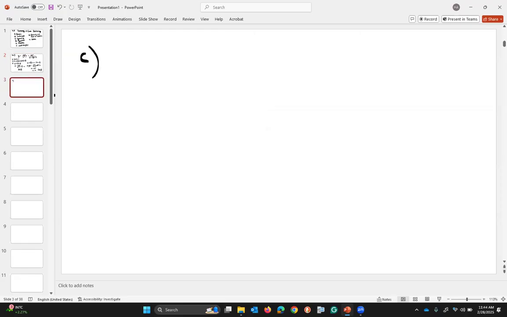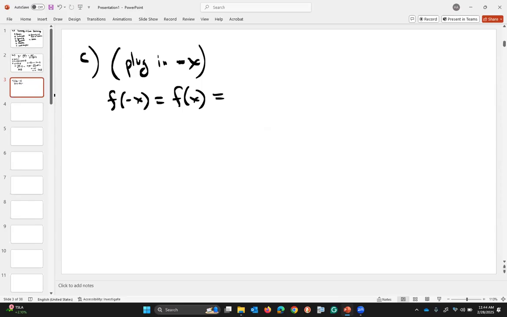Okay. And then C is symmetry. So here's what we do. This is what each problem is going to look like. Plug in negative x into your function. As you plug in negative x into your function, if you get out f(x) itself, we got ourselves even symmetry, symmetry about the y-axis. And we call this an even function.